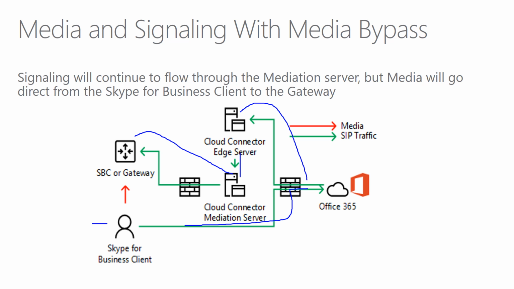But we notice here that the media traffic is going efficiently direct from the Skype for Business client right to the SBC or gateway. And we have eliminated the connection point through the corporate firewall to the DMZ or the perimeter network to Cloud Connector mediation server, and then back out from the mediation server to the gateway. So that's quite a few hops of network connectivity that we've eliminated by bypassing media.